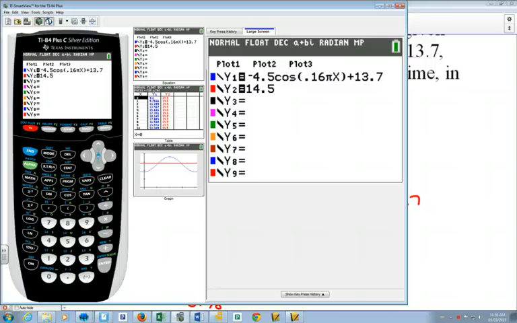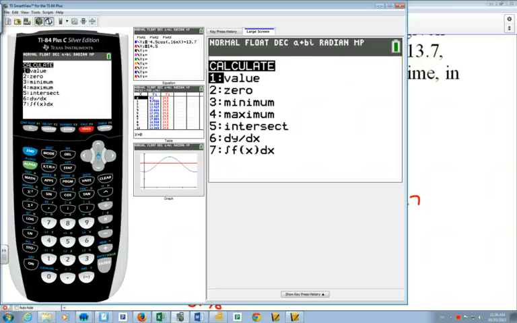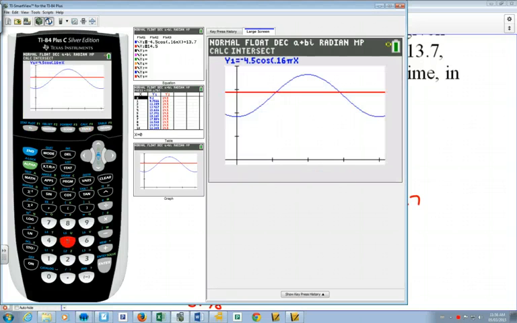So let's find the other intersection point. Second, calculate, 5, intersection. It will always find the one it's closest to. So I move my cursor to the right until I'm closer to the other one. That should be close enough. Enter, enter, enter. It'll now find the other one, which happens at 9.02.